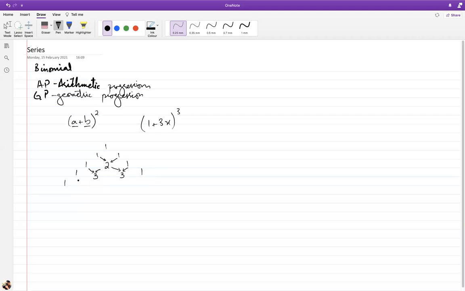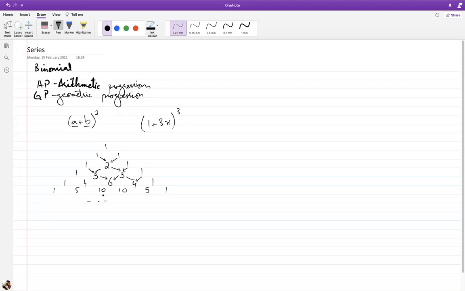Similarly, in the next one, what will the numbers be? 4 and 4. Then 4 and 6, because 3 and 3 add up to make 6. And this one will be 4 again. And then you put 1 again. So on either side, you're going to put 1, and in the middle, you're going to add them up. Okay. So that is how this number keeps on growing. This is called Pascal's triangle.